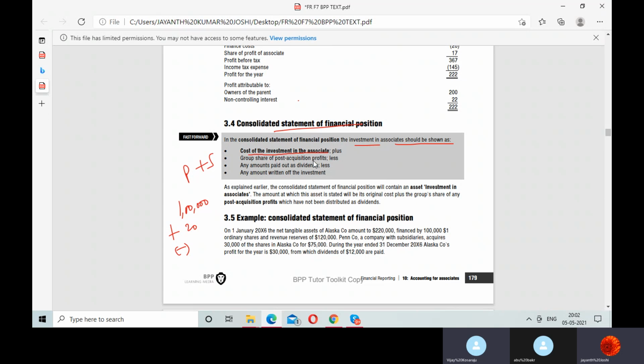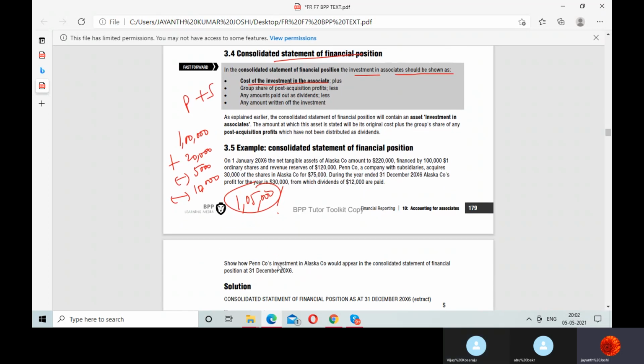Subtract dividend, suppose it is 5, and any amount written off the investment, that means the investment value has come down, for example impairment or some write-down has happened, subtract, suppose 10. So you will get the value: 120 minus 15, so 100. Okay, so now we go to the next question.